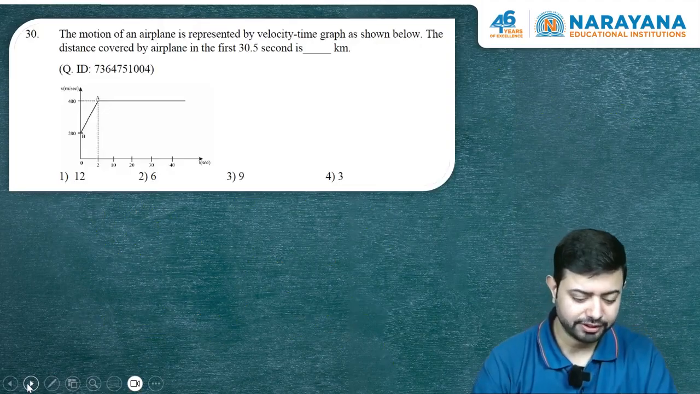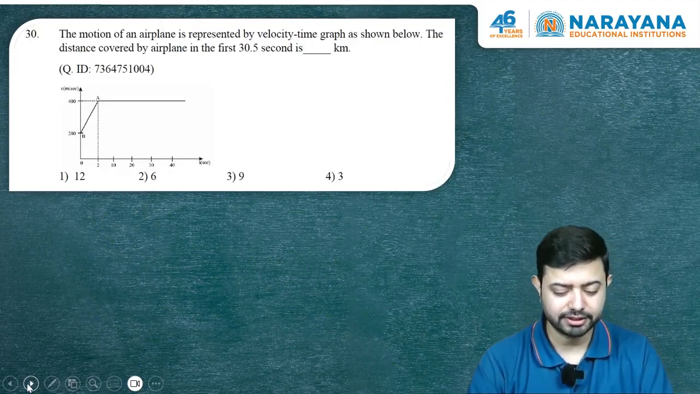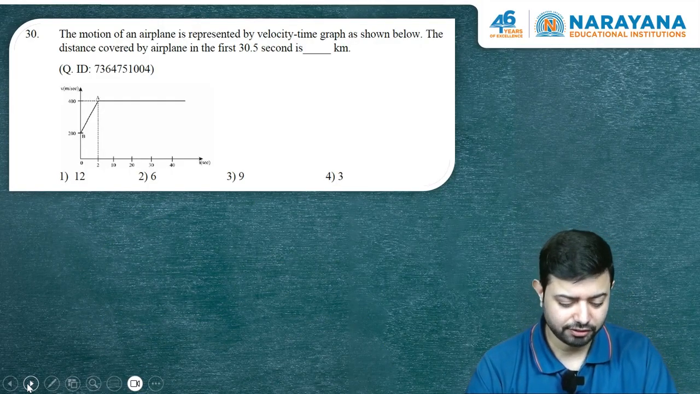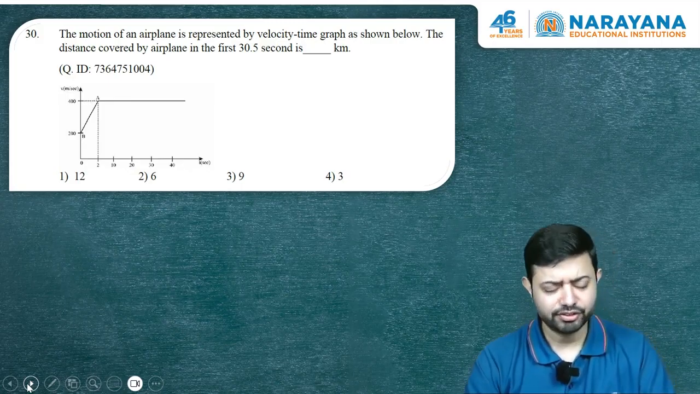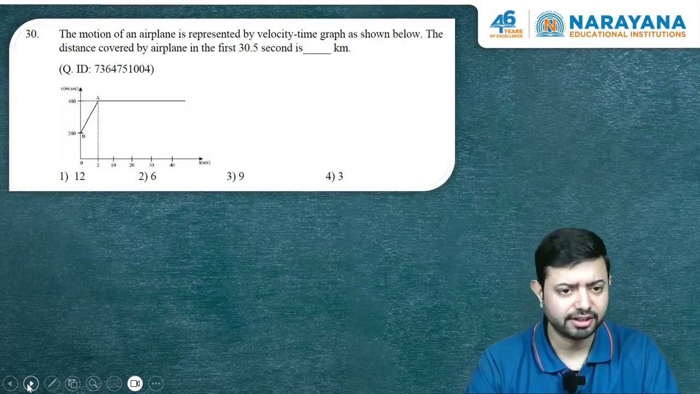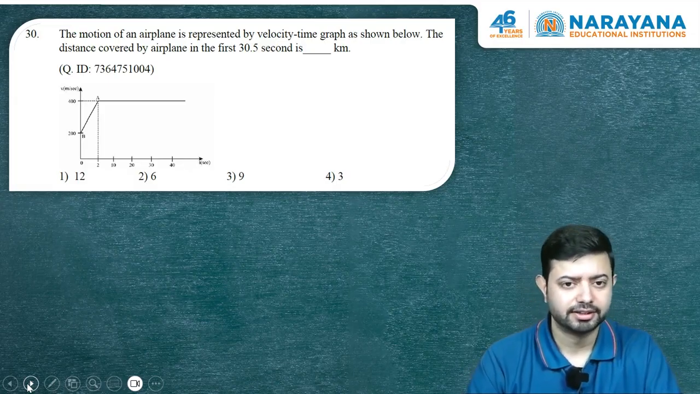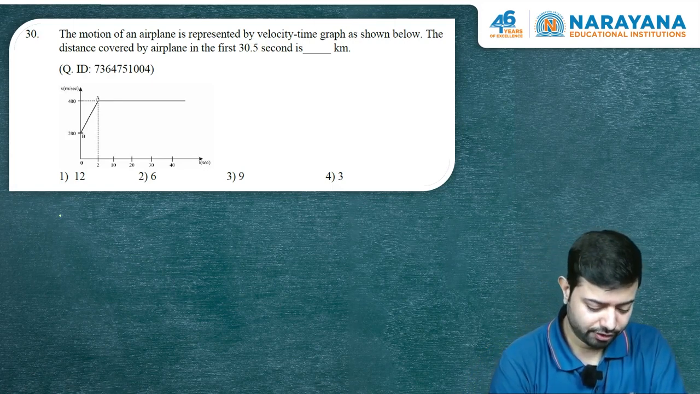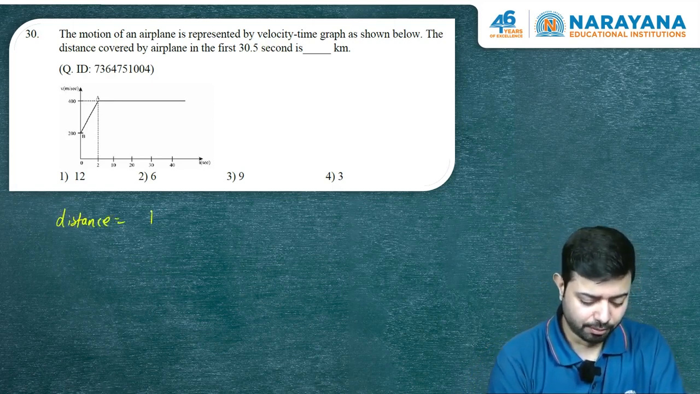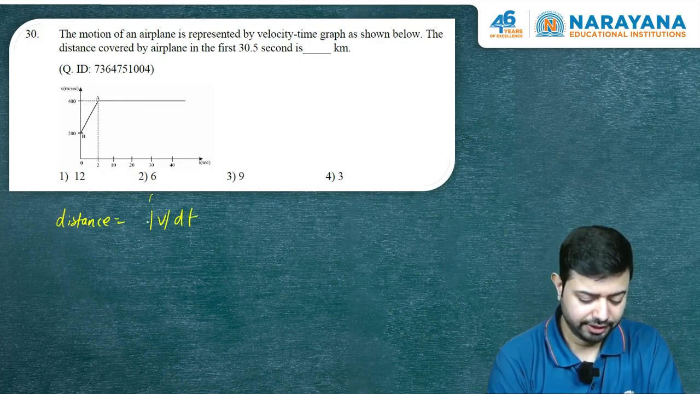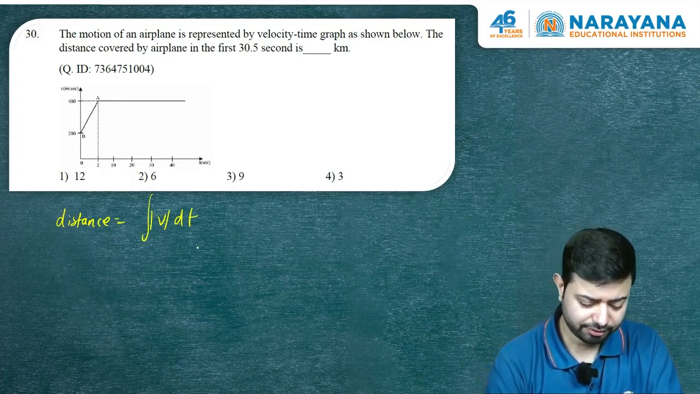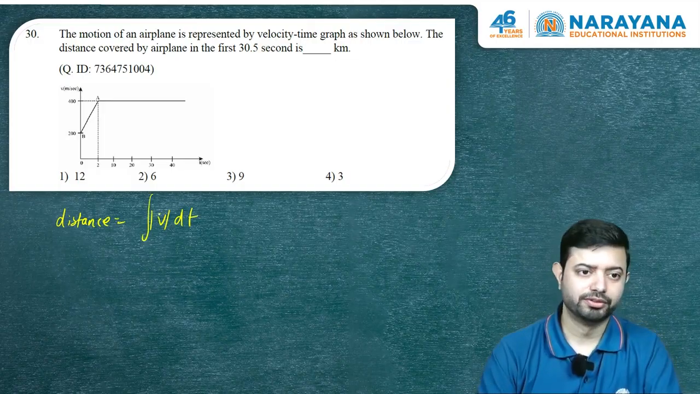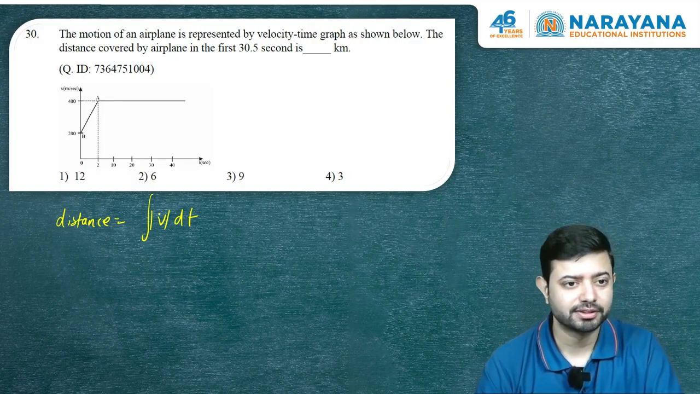The motion of an airplane is represented by a VT graph as shown. The distance covered by the aeroplane in the first 30.5 seconds is. It is a very simple question. It is a VT graph and you already know how to find the distance here. I hope you remember the formula: distance is given as the integration of mod V dt, and you do not have to consider mod V, because all the time velocity is positive as per the graph.